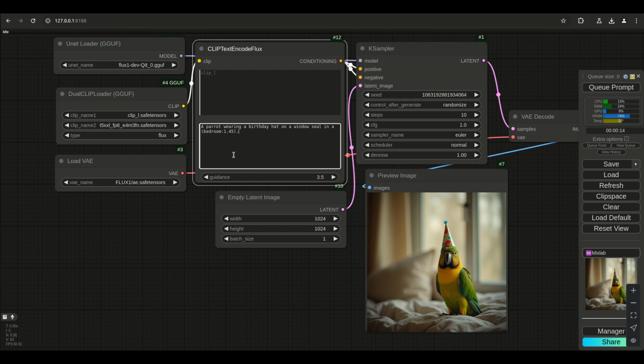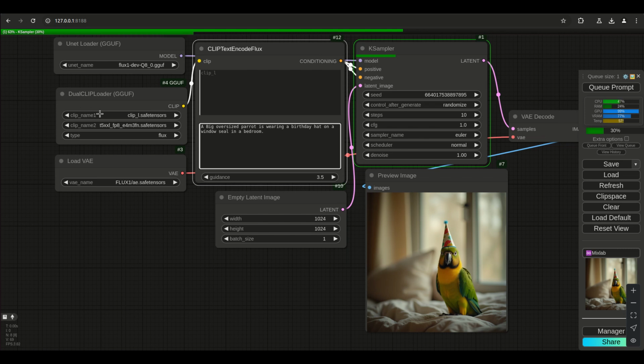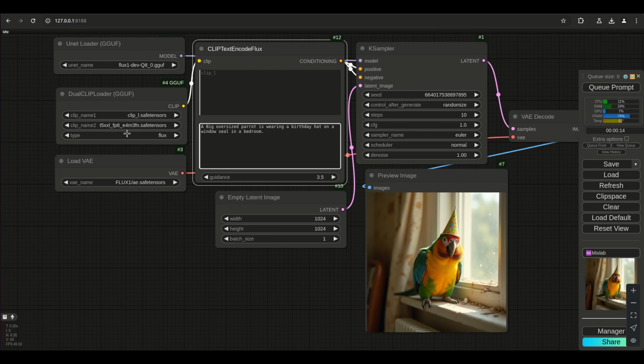So why do we want to have weight on it? For instance, we want to have weight on the parrot first, right? So just say a big, oversized parrot is wearing a birthday hat on a windowsill in a bedroom. The more descriptive you are, because it uses these large language models, it will more likely understand what you're talking about.